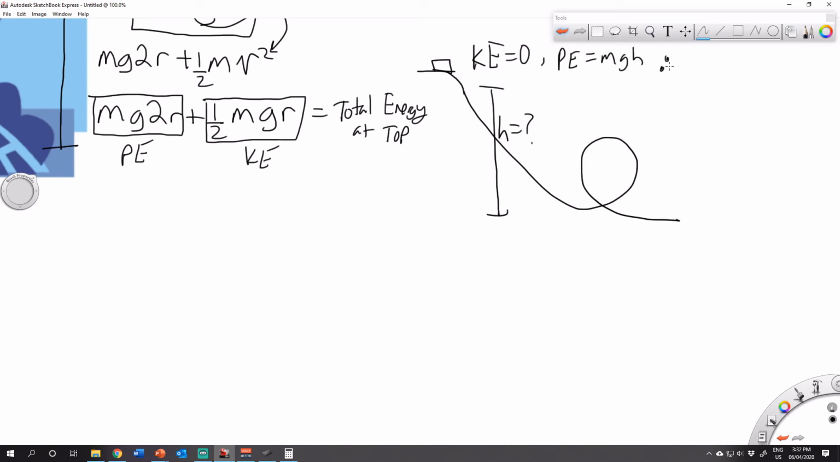And therefore, much like the energy problems we were dealing with previously, the total energy at the drop height has to equal just potential energy plus kinetic energy. But we know kinetic energy is 0, so that'll be mgh. So we'll set the total energy at the top of the loop equal to mass times gravity times height.